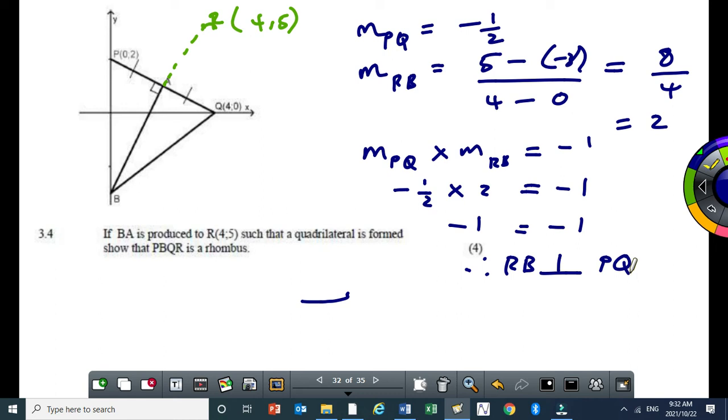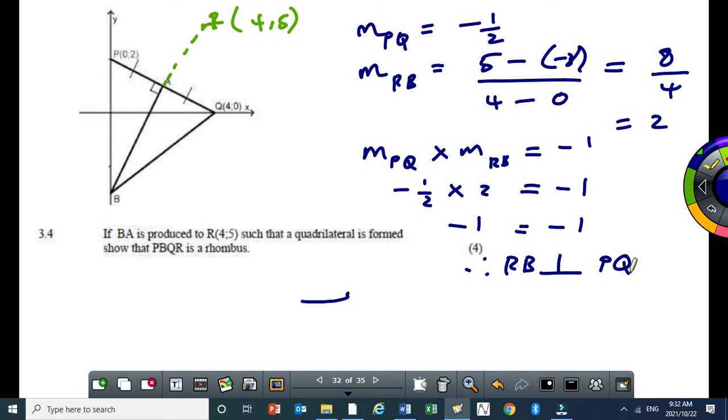Then the bisection now, I'm just going to use the coordinates of R and the coordinates of B to recalculate the coordinates of A. If I get the same coordinates as what I got previously, then the diagonals truly bisect.